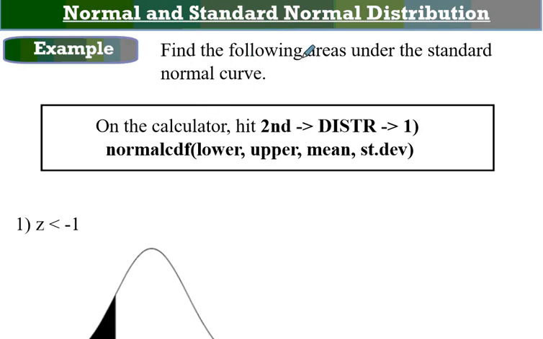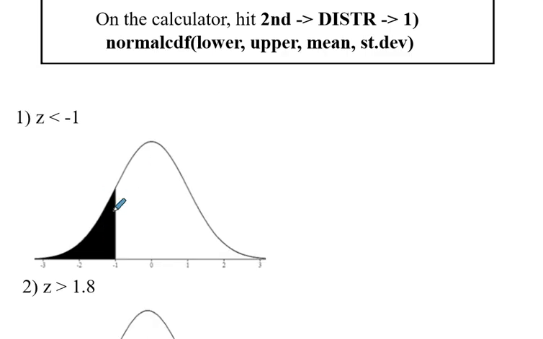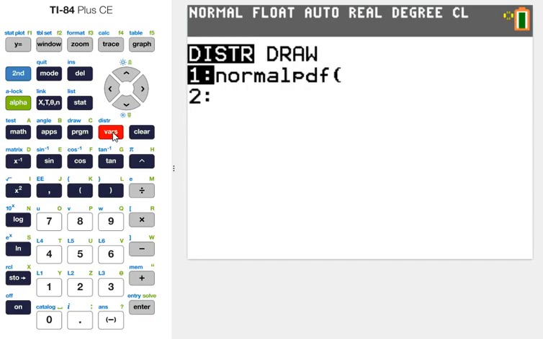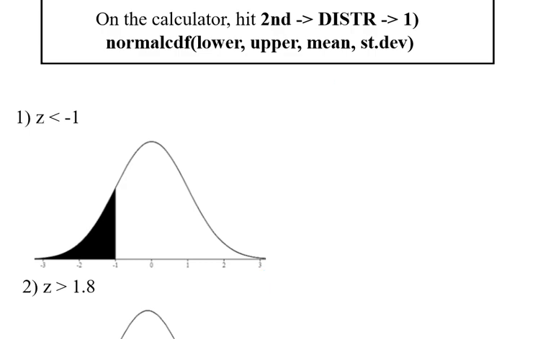So find the following areas under the standard normal curve. What's the probability, or what's the area to the left of -1? So I already told you where you can go to find this. Hit second distribution, and then choose option normal CDF. So second distribution. I think I said 1, but it actually should be 2 right here.